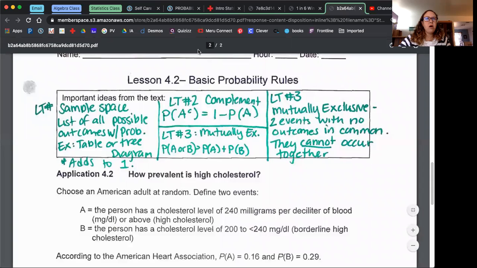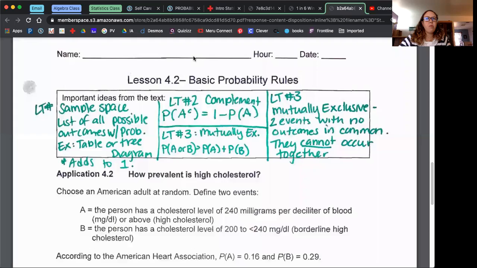Right, so let's talk about some of the basic probability rules that we can write down as some notes. So remember to go back to your learning goals that are at the top of the Schoology page. The first one is about sample space, and we talked about this in lesson 1 too, but here's a formal definition for it. The sample space is a list of all the possible outcomes with their probabilities.